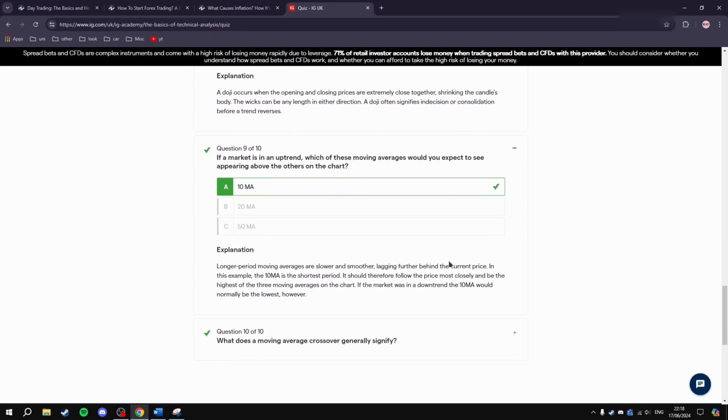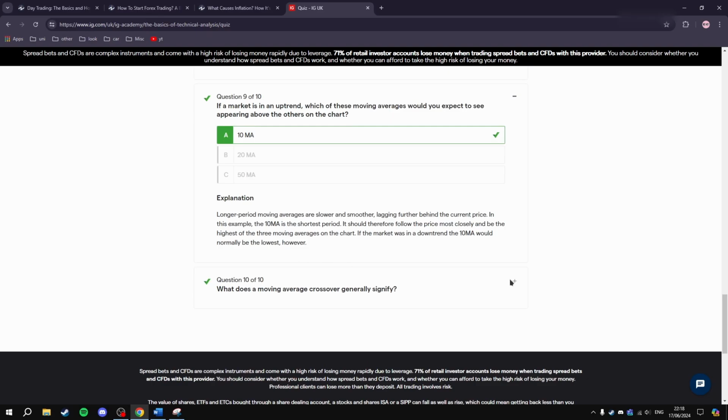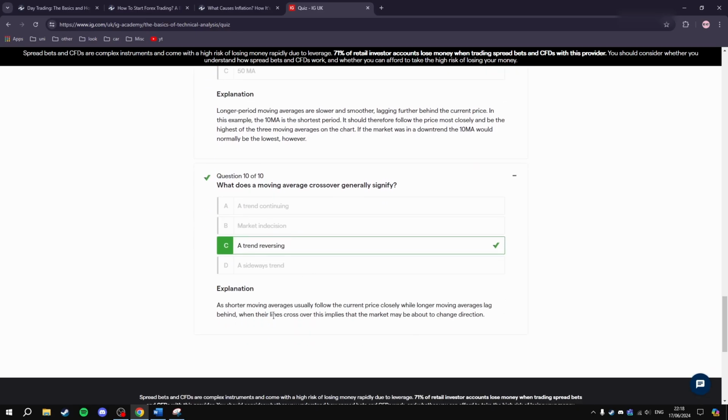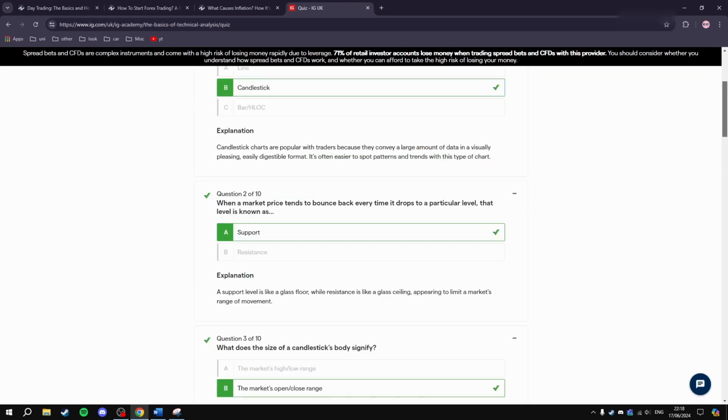Longer period moving averages are slower and smoother, lagging further behind the current price. In this example, the 10 simple moving average is the shortest period. It should therefore follow the price most closely and be the highest of the three moving averages on the chart. If the market was in a downtrend, the 10 simple moving average would normally be the lowest, however. So shorter moving averages usually follow the current price closely, while longer moving averages lag behind. When the lines cross over, this implies that the market may be about to change direction. Cool.